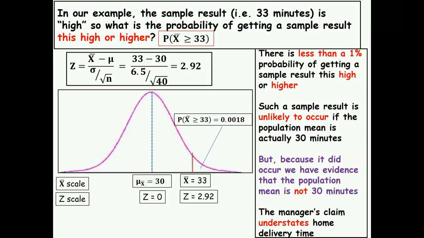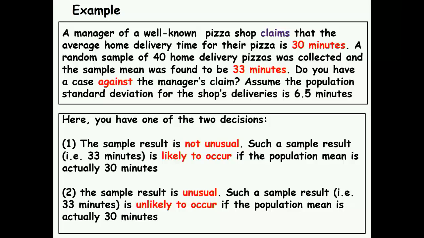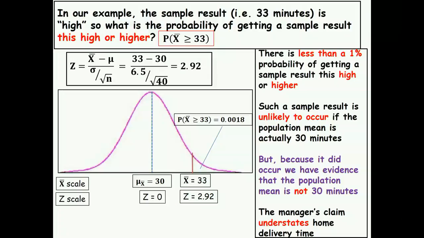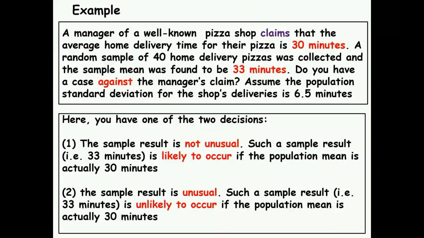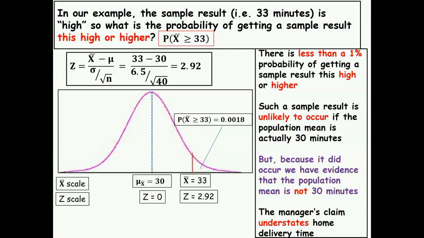So in our example, 33 is greater than 30. The manager said 30, and you found 33 from your sample. So let us try to find the probability of 33 or above. In our example, the sample result of 33 minutes is high, meaning higher than 30. So what is the probability of getting a sample result this high or higher?